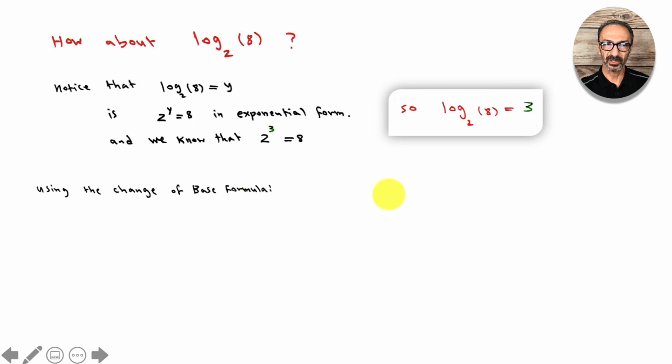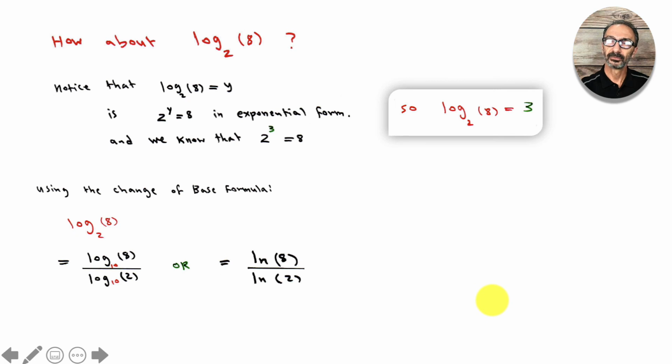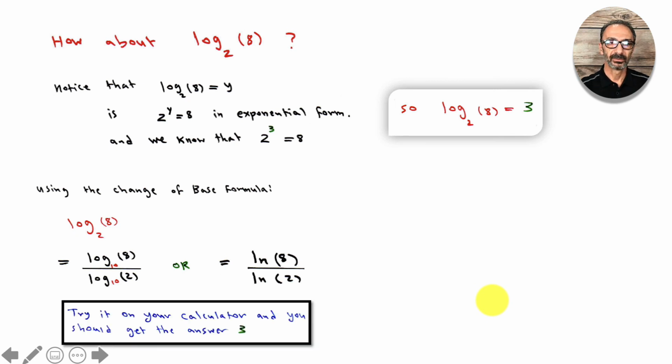Using the change of base formula, log 8 base 2 becomes log 8 base 10 over log 2 base 10, or ln 8 over ln 2. Try it. Take my advice on your calculator, and if you get 3, that means you're using the formula correctly and you know how to use a calculator correctly for this type of math. And that should do it.